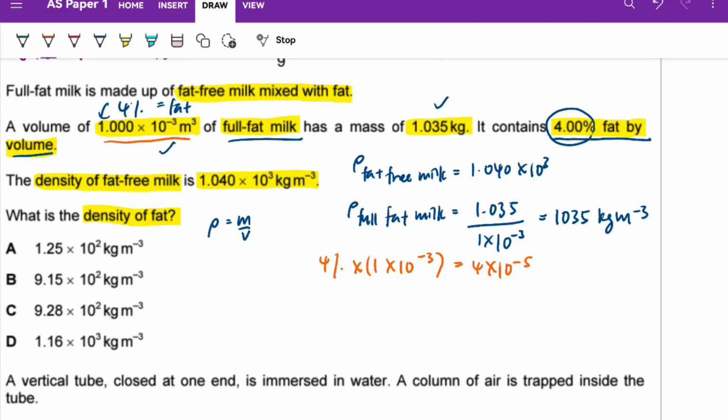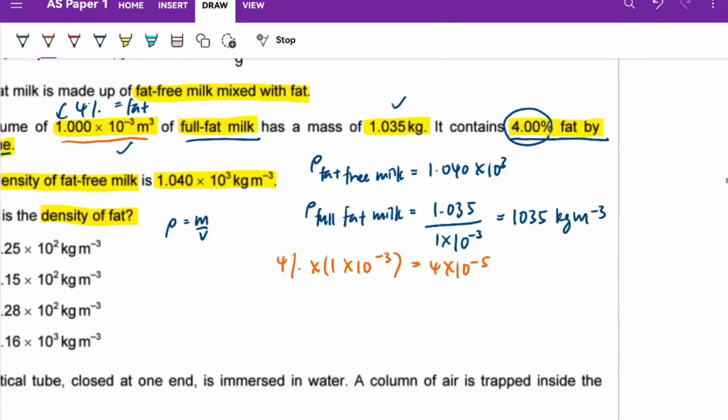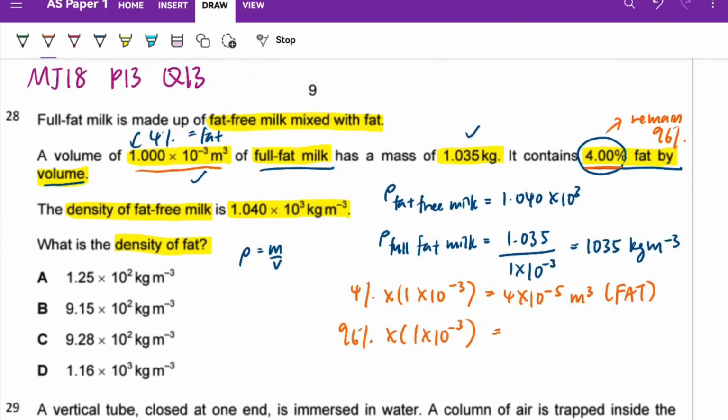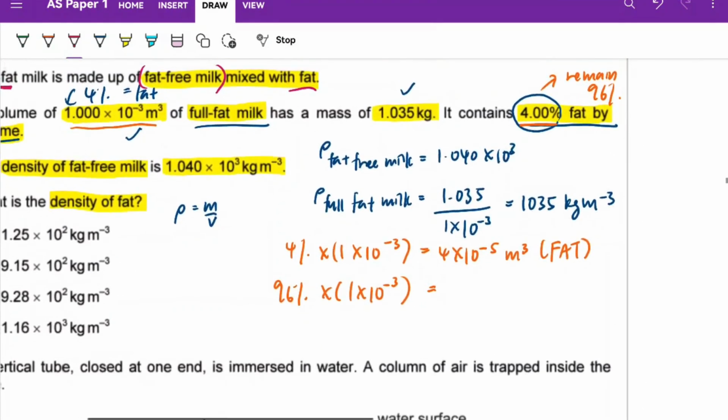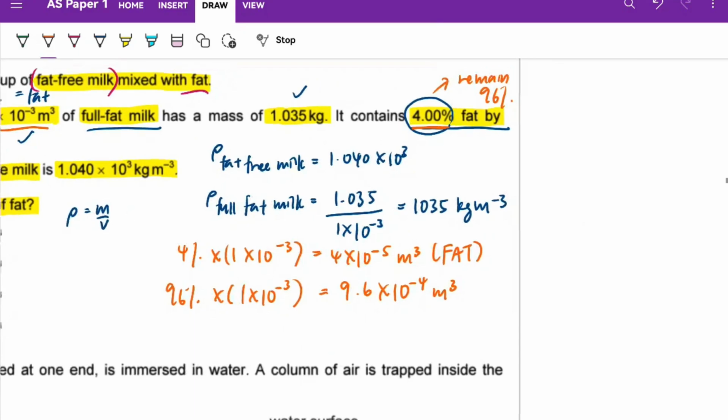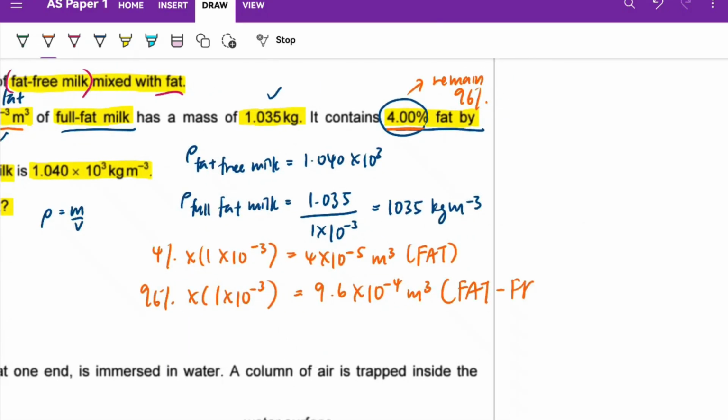How about fat-free milk? Fat-free milk will be 96% of this, because if 4% is fat, the remaining is 96%. So the 96% must be fat-free milk. Why? Because they say here, the full fat milk is made up of fat-free mixed with fat. So 96% of it, you will get 9.6 times 10 to the power of negative 4 meter cube. So let's write this as fat-free milk. Now we have the volume ready.